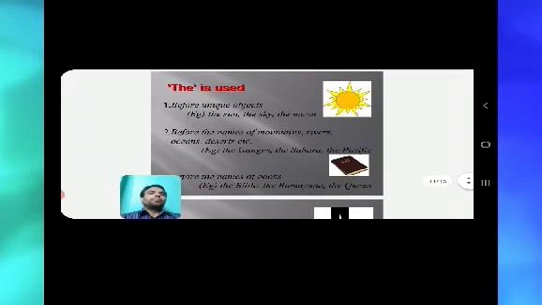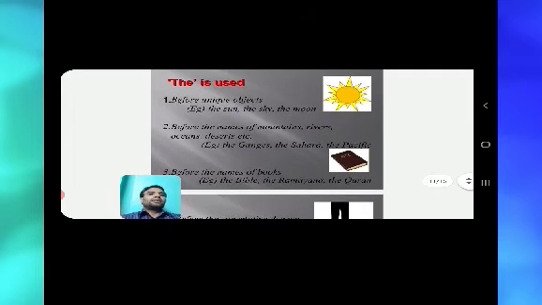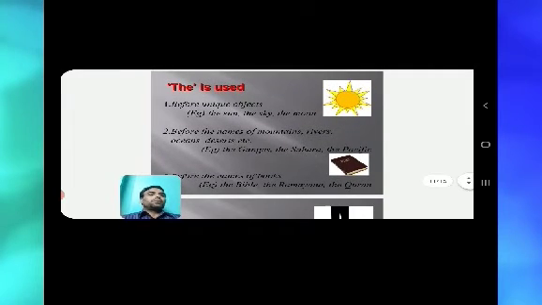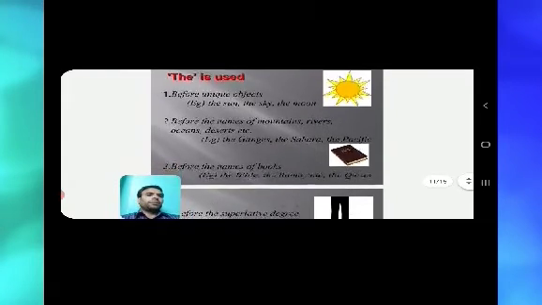Similarly, the next one: before the names of mountains, rivers, oceans, deserts, etc. What are they? Mountains, rivers, oceans, and deserts. These should all begin with the. We should write the before those things. For example, the Ganges, the Sahara, the Pacific.